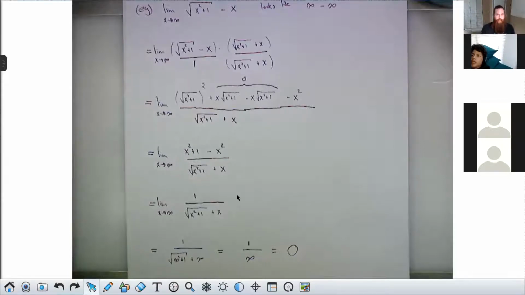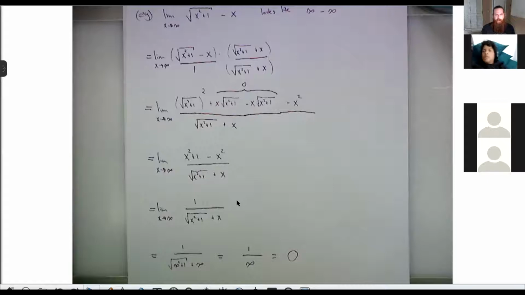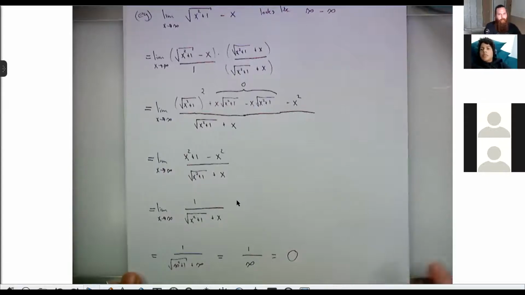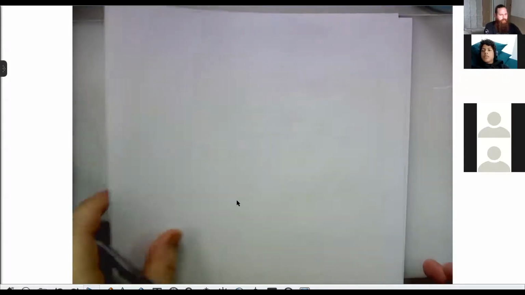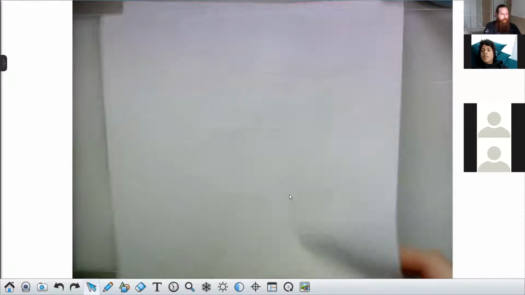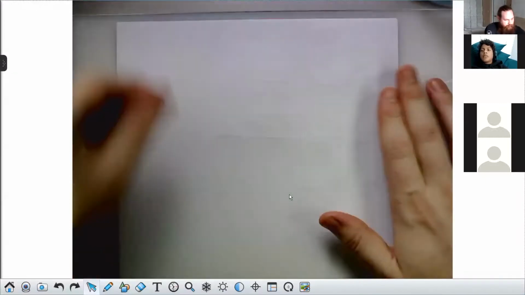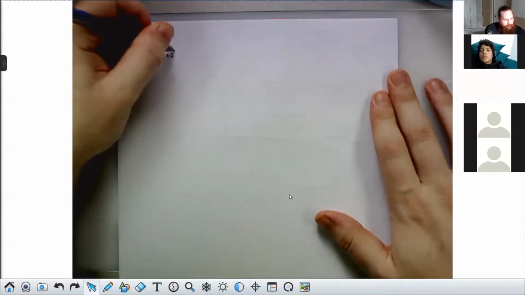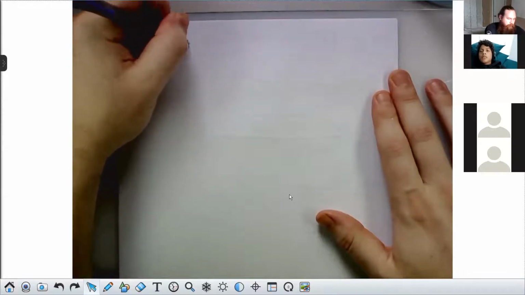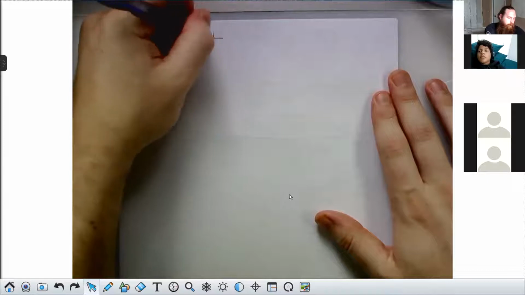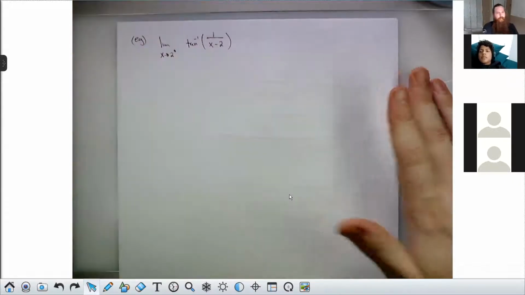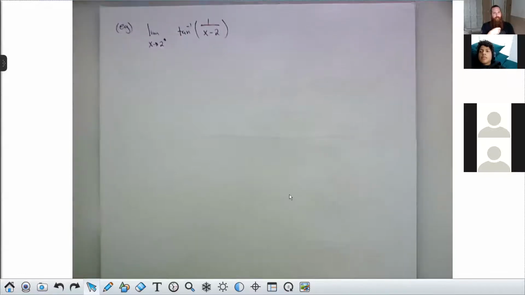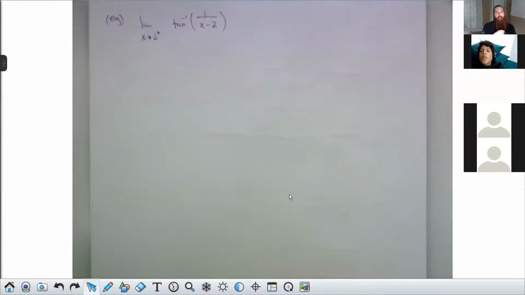Then there's one more problem from this section that I would like to look at before turning you loose on the homework, and it's this guy. The other ones here we have talked about, and the procedure here is kind of neat. So we want to look at the limit as x approaches 2 from the right of the arctan, or inverse tangent, of 1 over x minus 2. We're going to have to lean on something that we remember from last week about the inverse tangent function in order to finish this up, but it gives an example of a method here.